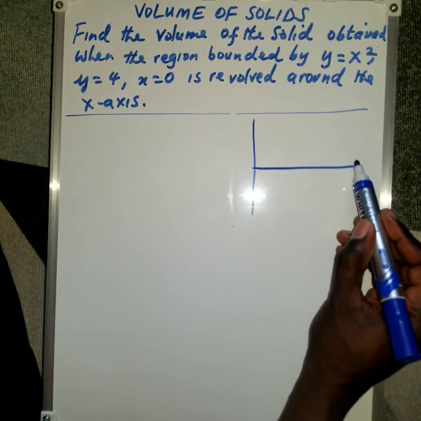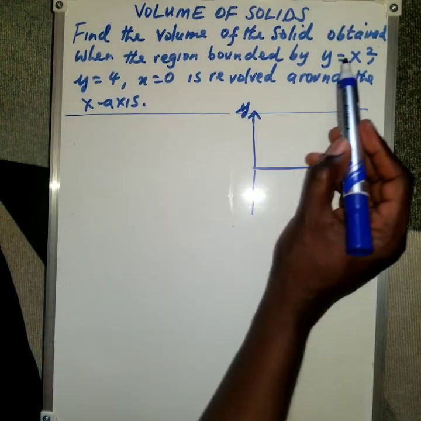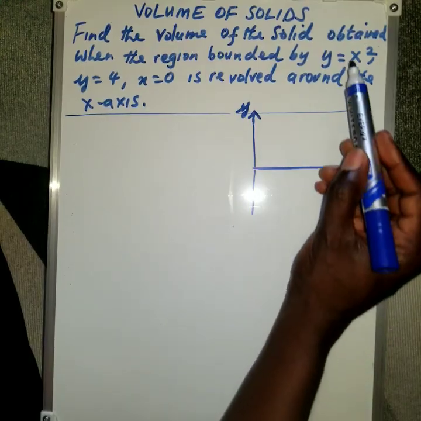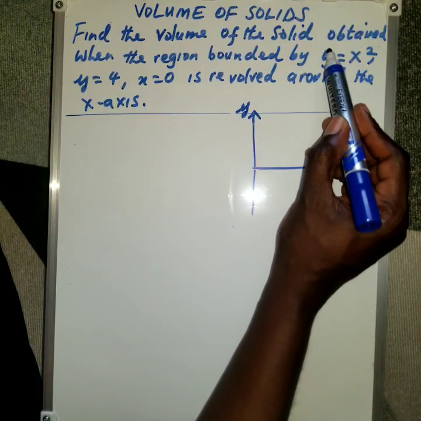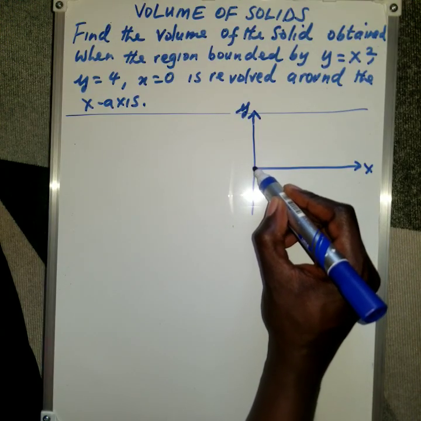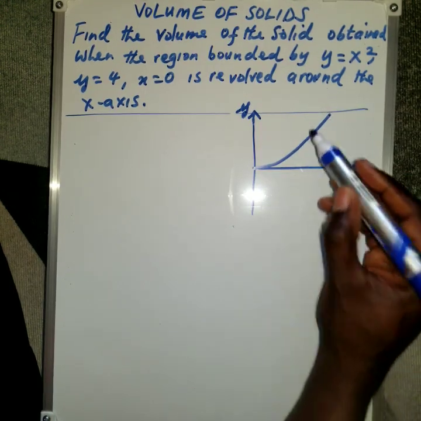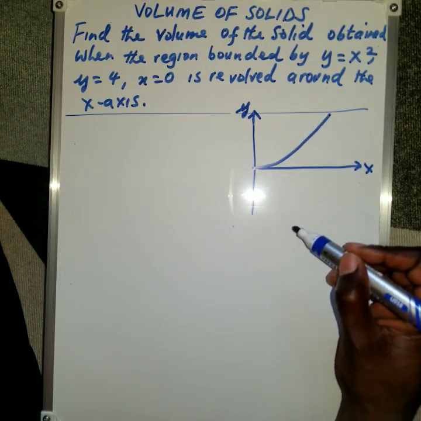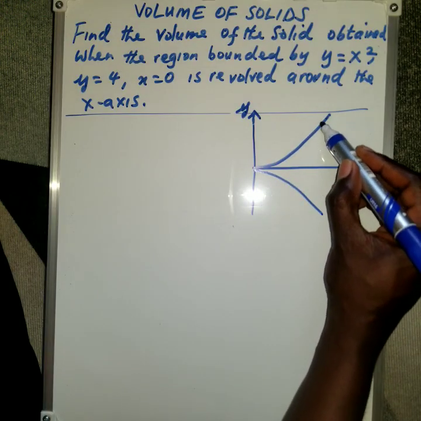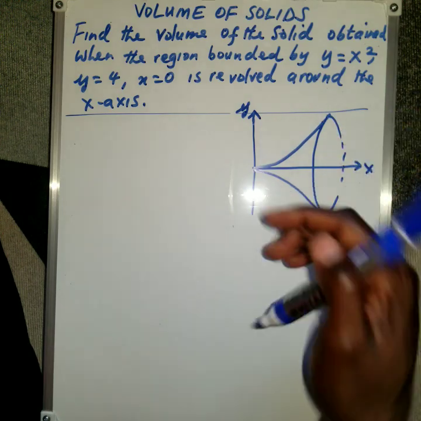So let's imagine that is the x-axis, and that is the y-axis. If you were to draw, you can see that the values of x are increasing and the values of y are doubling in this case. So it is going to give you something that looks like that. Then if you rotate it around the x-axis, you are going to have something that looks like that.